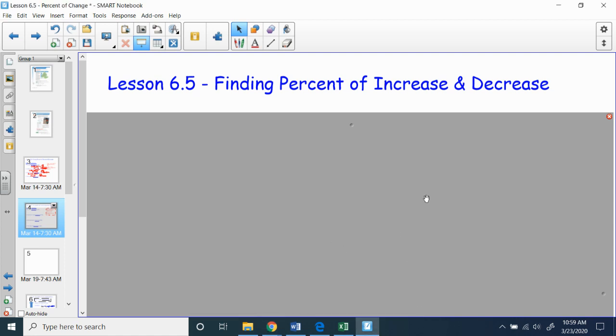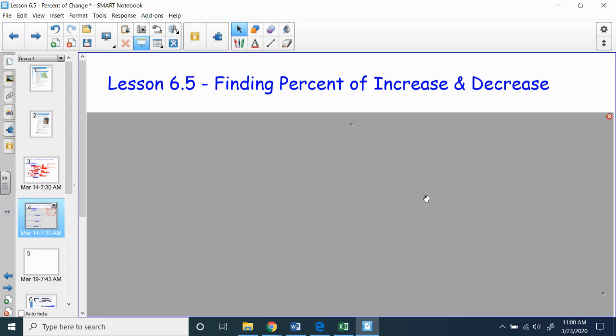Guys, today we're going to start lesson 6.5, which is called Finding Percent of Increase and Decrease. We've been hearing a lot of percentages of increase lately with everything going on in the news and the world. So we're going to figure out how to do these problems. If you don't have your notebook with you, grab it and open up to your notes section. Feel free to pause the video at any time so that you can record what you need to.